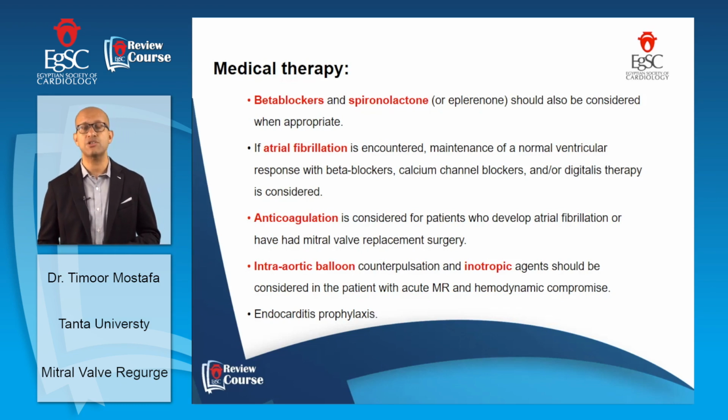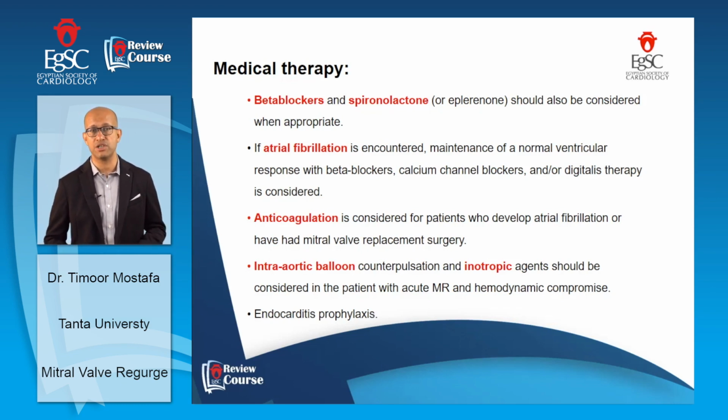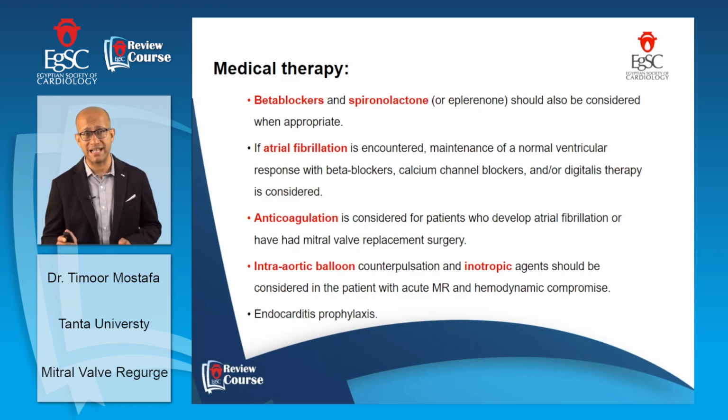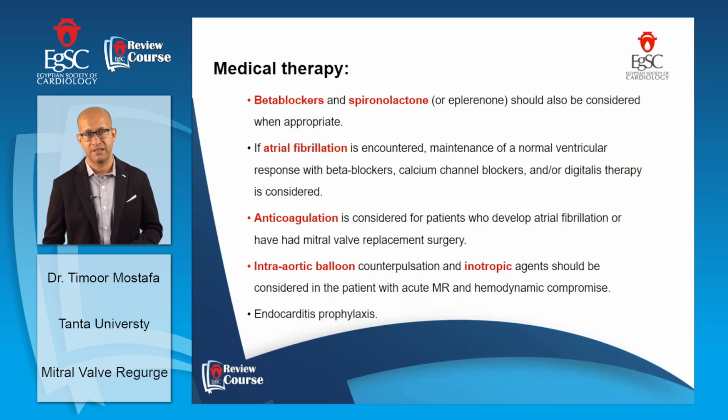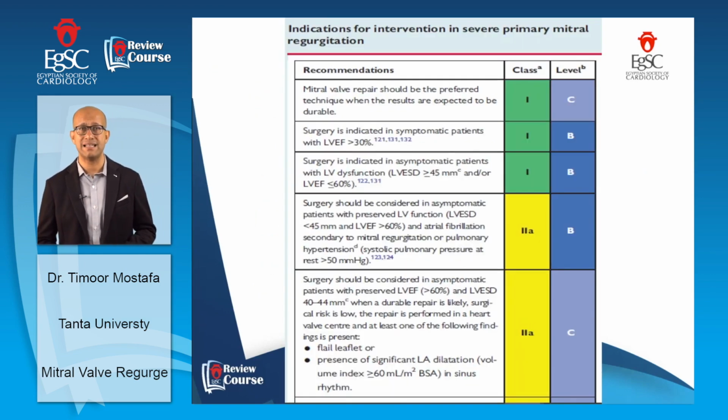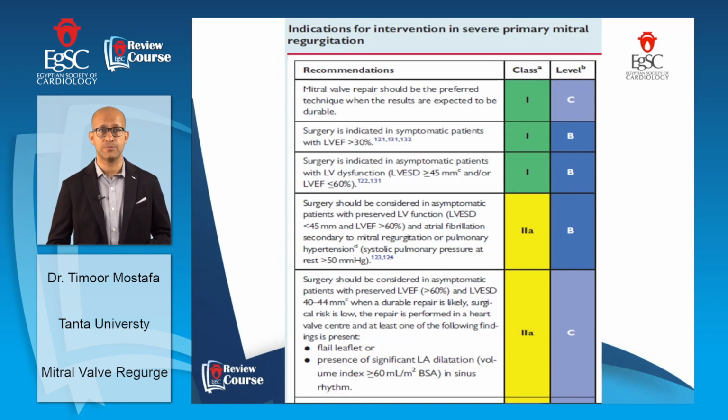Intra-aortic balloon counterpulsation and inotropic agents should be considered in the patient with acute mitral regurg and hemodynamic compromise. Definitely, endocarditis prophylaxis is very important to remember in all patients with valvular heart disease. What about the guidelines? What do the guidelines say in patients with severe primary mitral regurg?